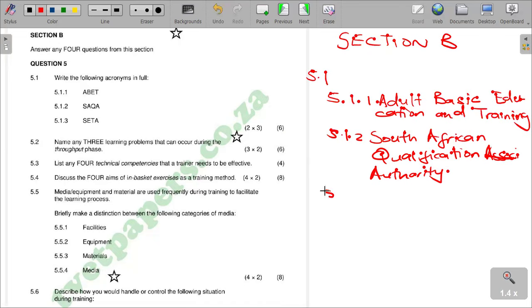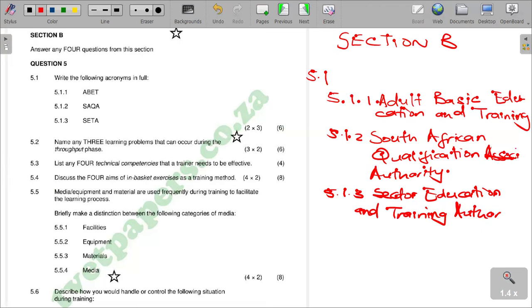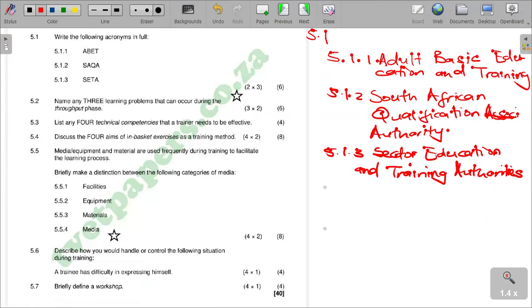Right, let's go to 5.13, SETA. SETA stands for Sector, Education, and Training Authorities. That's SETA. Sector, Education, and Training Authority. Right. Let's move on to question 5.2.